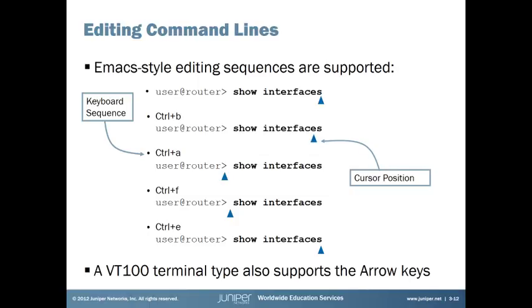You've also got these Emacs style editing sequences, where you can use the arrow keys to move back and forwards along the lines. With the cursor, Control B will bring it back one, Control A takes it back to the beginning of the line, Control F takes it forward one, Control E takes it right to the end. So these are standard things.